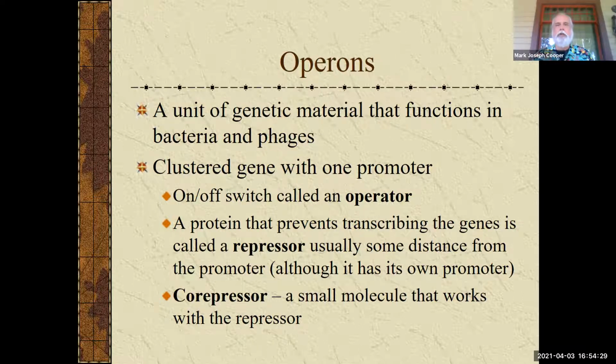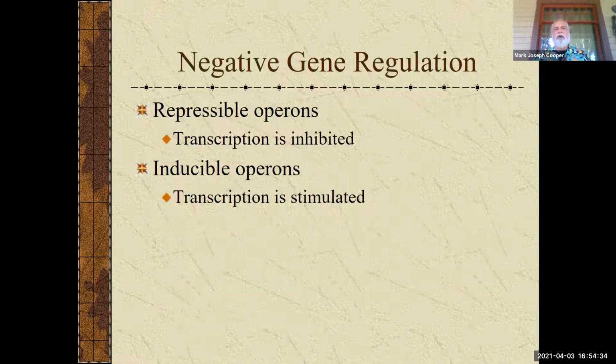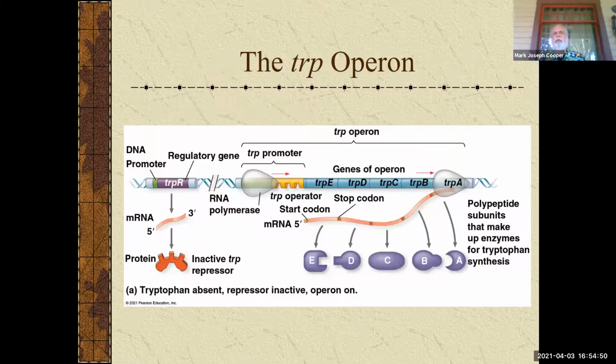So what we're going to look at is two different types of operons. We have repressible operons, ones where transcription is inhibited, and then we have inducible operons, where the operon actually stimulates transcription. We're going to give you an example of each. So we'll start with the repressible operon, and that would be the trp operon. This is actually the one associated with tryptophan. Tryptophan is an amino acid that you can actually make in your body, but it's also one you get in your diet.